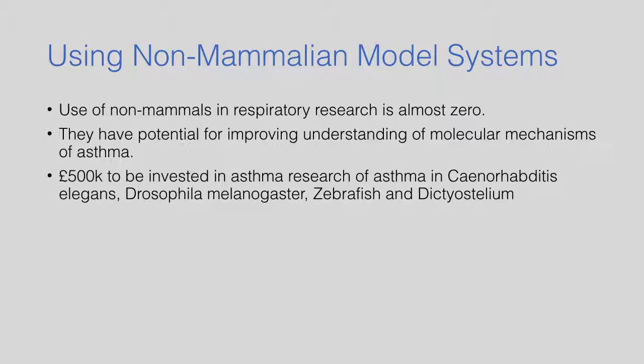This is why the British Thoracic Society Difficult Asthma Network have hosted a workshop to explore the feasibility of using non-mammalian models to provide pathways and potential approaches for studying severe asthma. The result of the workshop led to a strategic call to invest £500,000 into research in various non-mammals.